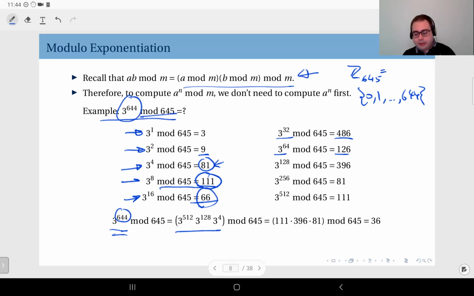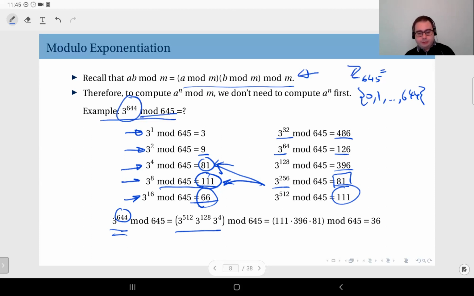Okay, so you continue like this. You get 396 here, and 3 to power 256 modulo 645, you get 81. Now you see there is a cycle here. Since I have reached 81, the next value I don't even need to compute again because I know that it's going to be 111. Okay, so this is a typical behavior. You see these cycles all the time in modular arithmetic, and it eases computations.